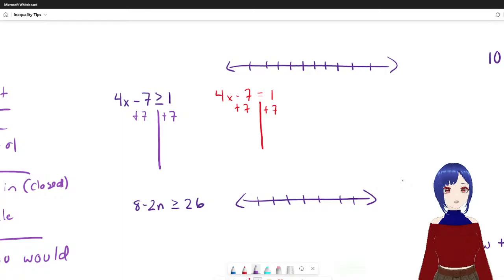And on the left-hand side, negative 7 plus 7, so we can treat minus signs like a negative number. They equal 0, so they cancel out. Negative 7 plus 7 equals 0, it cancels out. So here we're left with 4x is greater than or equal to 1 plus 7, which is 8. 4x equals 8.